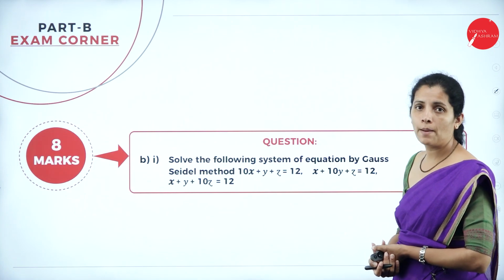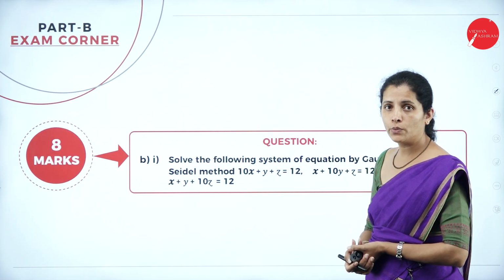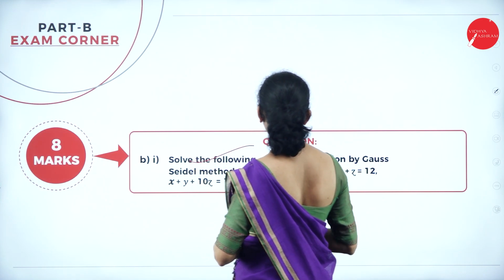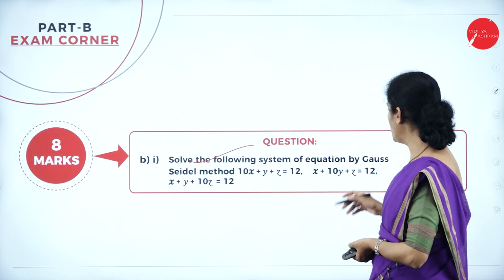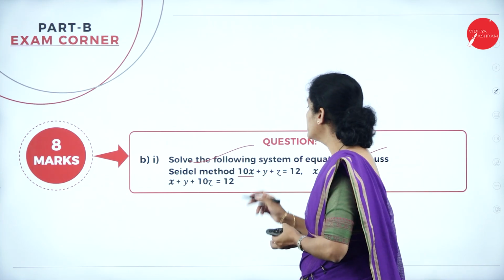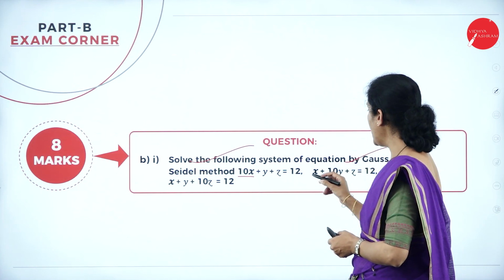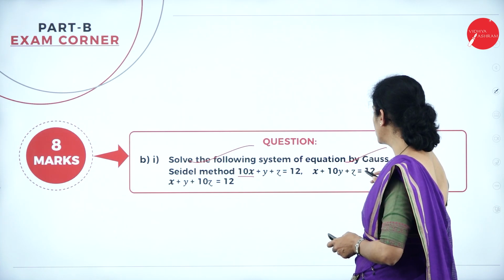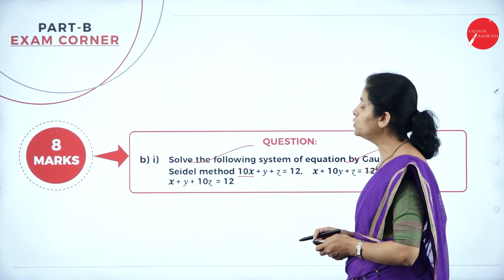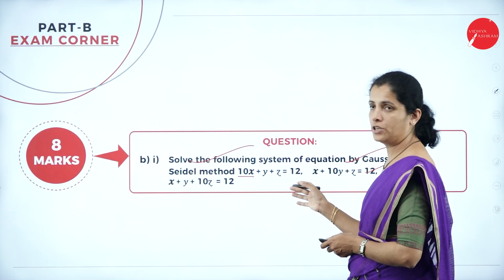Now dear student, I am having part B. Okay, that is from the 14th question, part B, first question, that is solve the following system of equation by Gauss-Seidel method. That is 10x plus y plus z equal to 12, x plus 10y plus z equal to 12, x plus y plus 10z equal to 12. See. Okay, these are the equations.